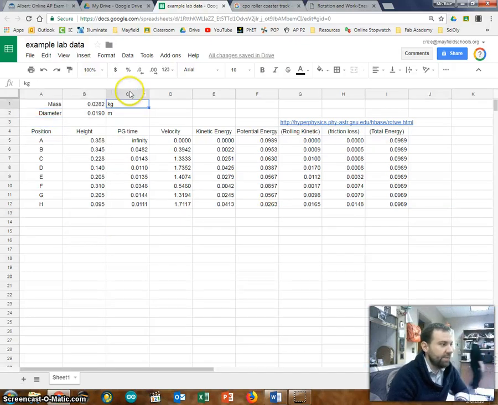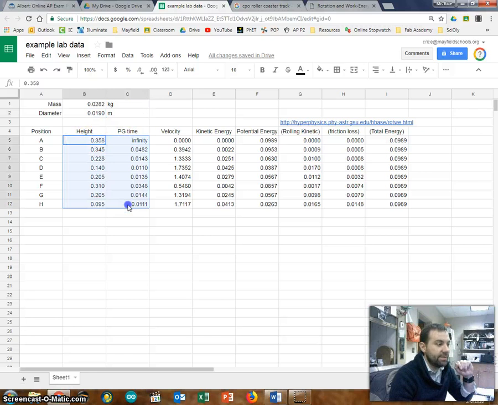Up here at the top, we've got the mass and the diameter of the ball. I wrote them in up here in this B column so that I could reference back to them. I even put in units so that it was clear what they were referring to. These I measured in the lab: the mass and the diameter of the ball that I'm rolling down the track. These are the heights and the photogate times that I've measured directly, and if I click on any one of these, you'll see that it's just a number that's typed in there. I typed in all of them just as you see them.